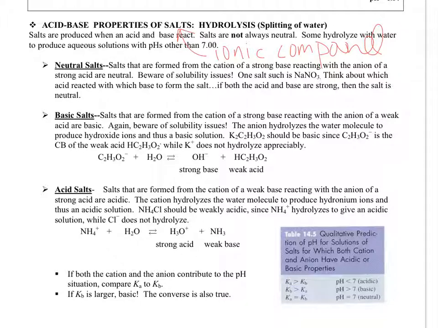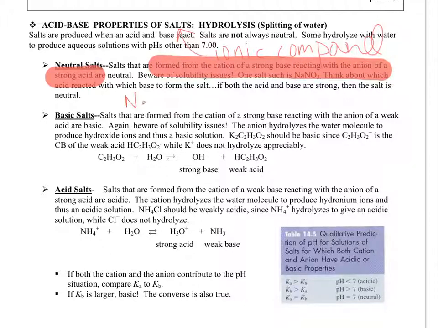So neutral salts are formed from the cation of a strong base and the anion of a strong acid. So for example, NaCl came from NaOH and HCl. NaOH is a strong base and HCl is a strong acid. So that's how we make NaCl salt, and that is called a neutral salt.